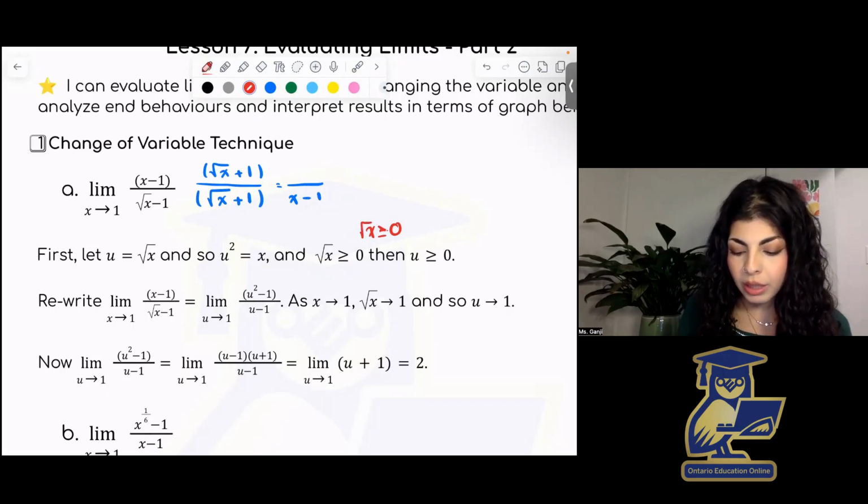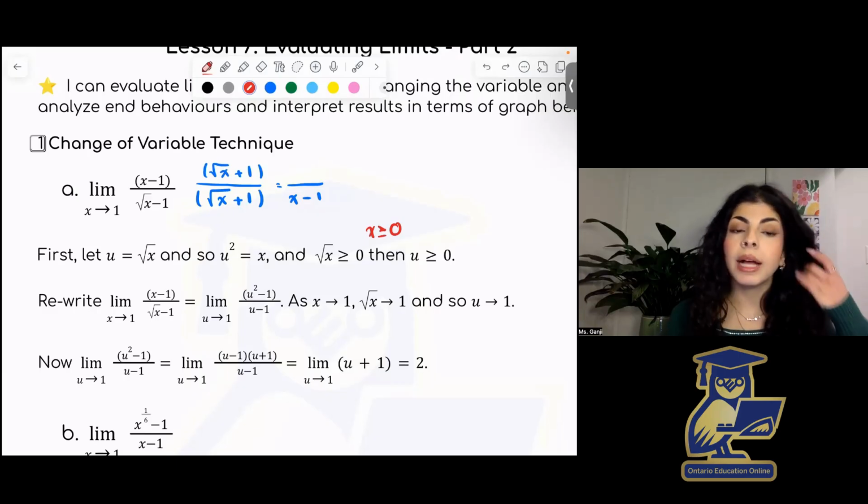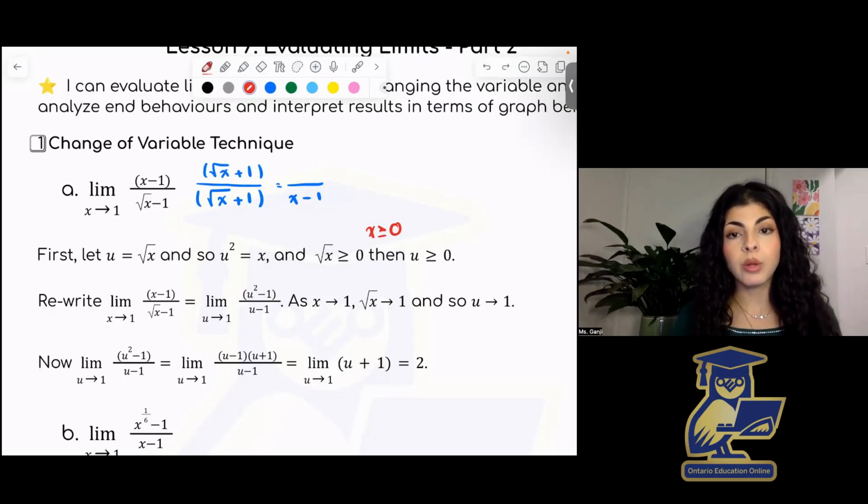If you take the square root of both sides of the inequality, we're going to see that u is also greater than or equal to 0. And this is going to help us especially with making those connections to the graph, but also because when you rewrite the limit, you now will have to write your limit as u. And so we need to know what values of u we can work with.